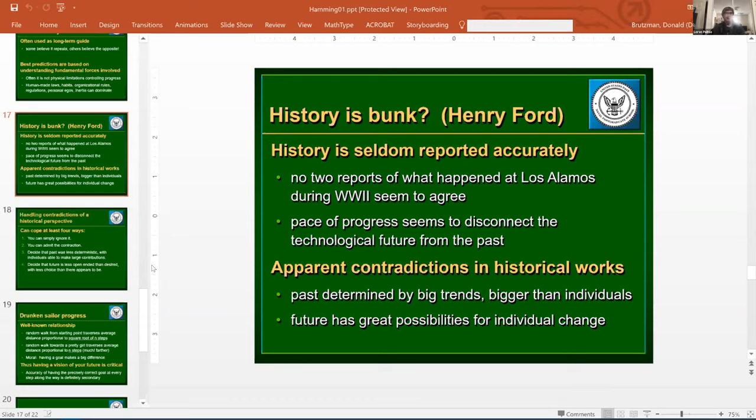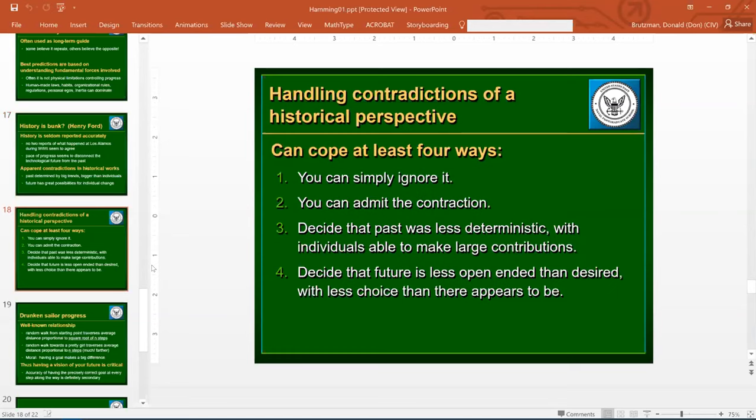Okay. And then he points out the contradictions of historians, the great man theory: the past was pretty determined, but the future is not. It's wide open, and those two points are not compatible. So where are the trade-offs? Where are the push points? That's definitely worth doing.